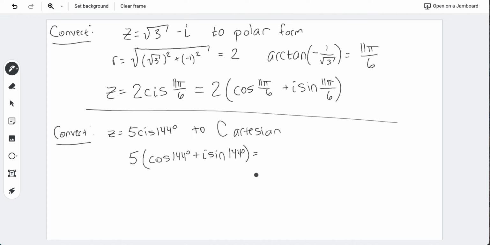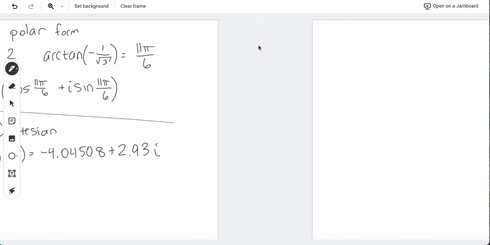And you literally just put this in a calculator, right? And you do cosine of 144. Make sure you multiply it by 5. Make sure you distribute the 5 to both of these, not just the cosine. A common thing people do is, because they get so caught up in doing this part, they only distribute the 5 to the cosine and not also to the sine. Make sure you do both. So if you do that, you should get -4.04508 plus 2.93i, about. All right. So you can go back and forth with relative ease, once you have the conversions.